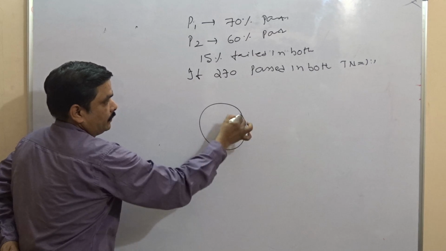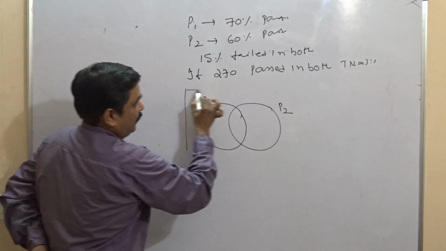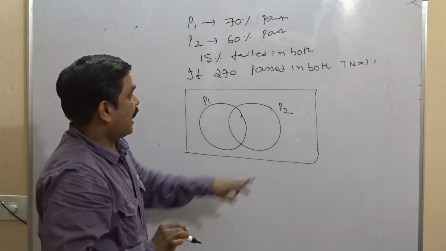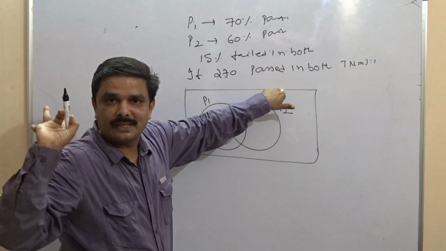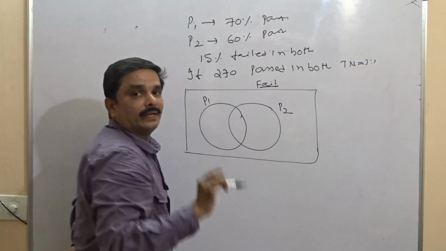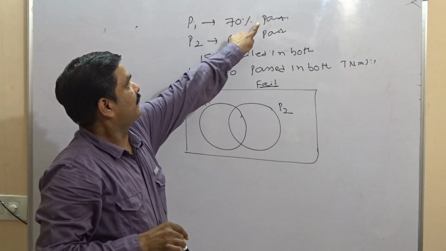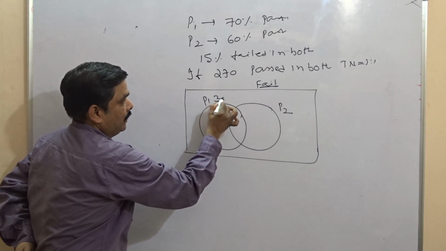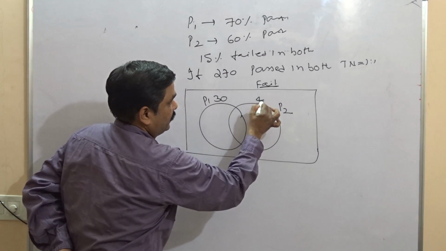I am taking this one as paper 1, and of course this is paper 2, and I will use the diagram in this way. But observe this, I am not using the passed diagram. It's a simple blind technique for us. I am going to take this one as the failed diagram. In the previous question I took passed. Failed means how to take this one? In paper 1, 70% passed means 30% failed. Paper 2, 60% passed, so 40% failed.